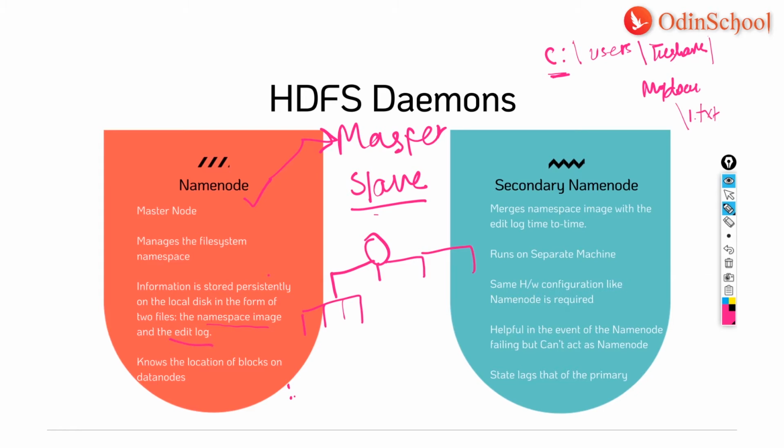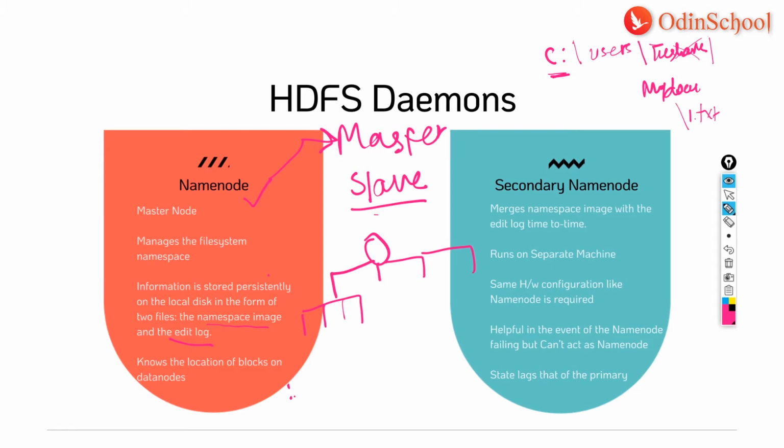Namespace image means kind of a snapshot, you can say, of what exactly the situation is currently at your file system level. That particular snapshot is nothing but the namespace image. And edit log means if you are adding a new file, if you are removing some directory, if you are modifying some directory, let us say this Tushar K is completely removed. Those are the edit logs which it has to apply to the namespace image, so that you will have an up-to-date snapshot of your file system every time.